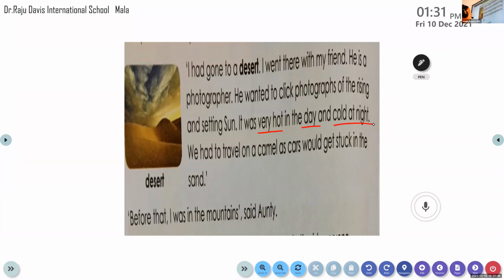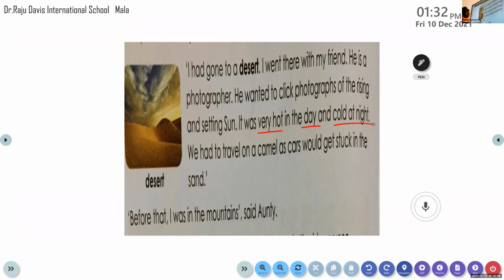How was the weather there? It was very hot during the daytime, that is the morning and afternoon time, whereas it was cold at night time, that is evening and night time. It was very cold, extreme climates. Very hot in the day and very cold at night.